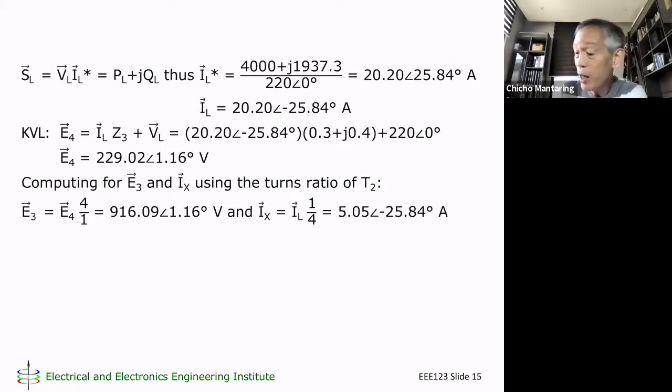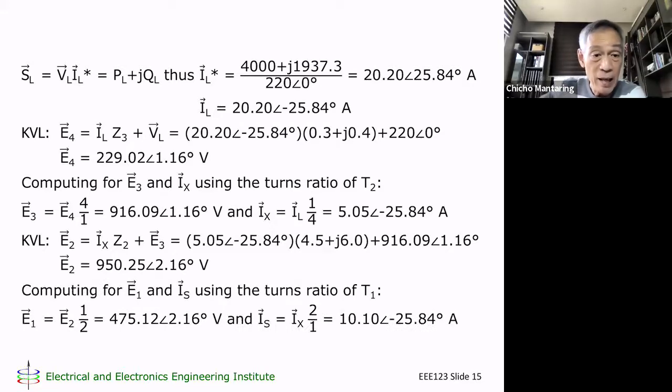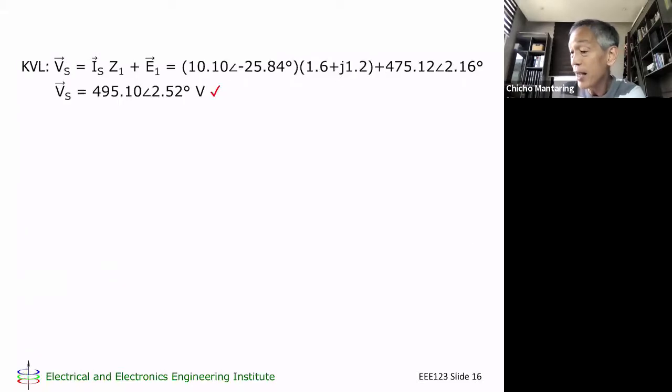Okay, so alam ko na yung E3, alam ko na yung IX. I can do my second KVL, which will make me compute for E2. And then using again the transformer characteristics, I can compute now for E1 and IS using the turns ratio of T1. Alam ko yung E1, alam ko yung IS, I can now compute for VS. So ito yung unang hinihingi. No? The RMS value of your source voltage is 495.1.